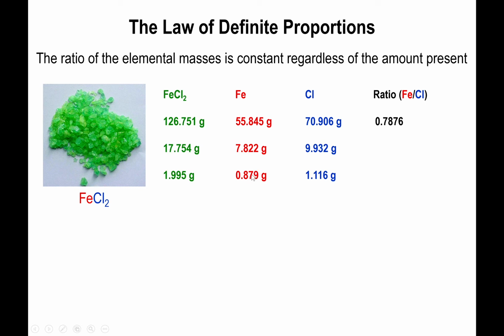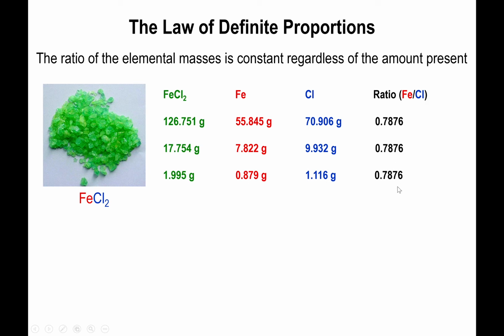If you subtract both of those masses from the mass of the initial compound, this will give you the mass of the chlorine. And if you take the ratio 7.822 grams divided by 9.932 grams, or 0.879 grams divided by 1.116 grams, you find out that the ratio is exactly the same.